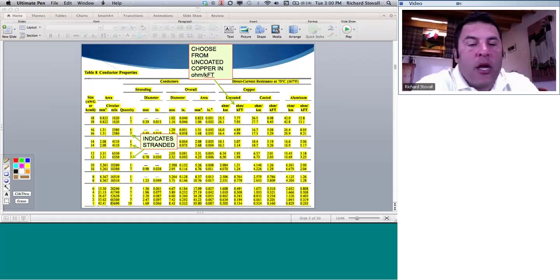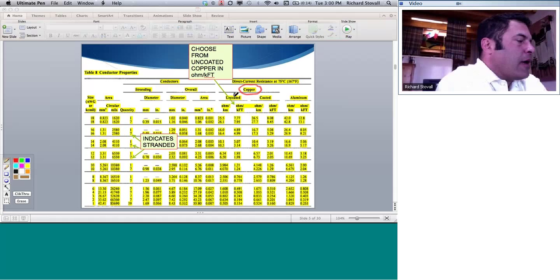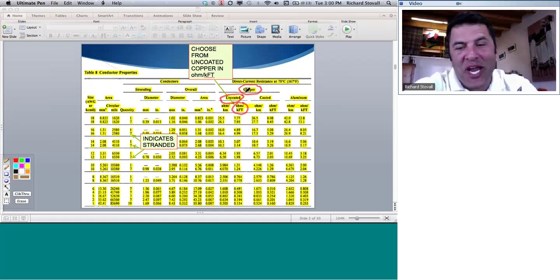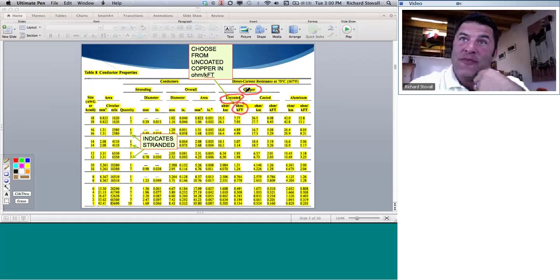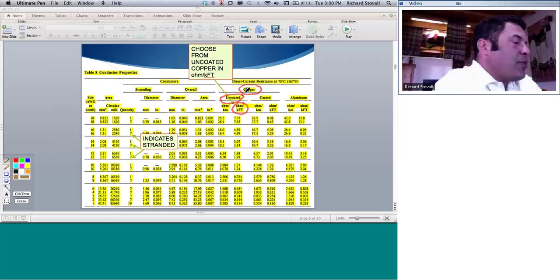We're also pulling from the copper uncoated, and we're looking for the ohms per 1,000 feet, ohms per K feet, or ohms per kilofeet. So it's a strange thing. The only place I've seen this where metric terminology is being mixed with the standard terminology. So we have feet, but we have kilos, 1,000 feet. So go figure. But at any rate, we're meant to be pulling from this column.